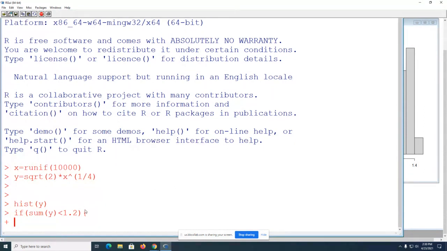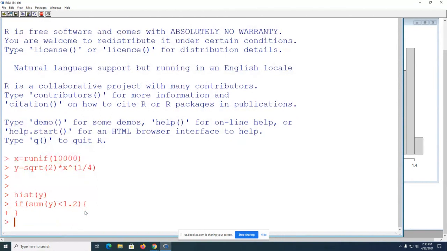So you're actually going to want to close the curly bracket. Yep, close curly bracket and then press enter, so you get back to a caret, so it's ready for a new command.